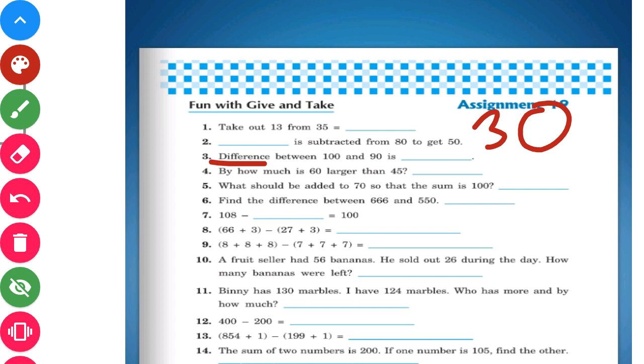How much will you add to 90 to get 100? Think about it, kids. How much will you add to 90 to get 100? 90 plus 10 will give us 100. So that means a difference of 10 is there between 100 and 90. So for question number 3, our answer will be 10.